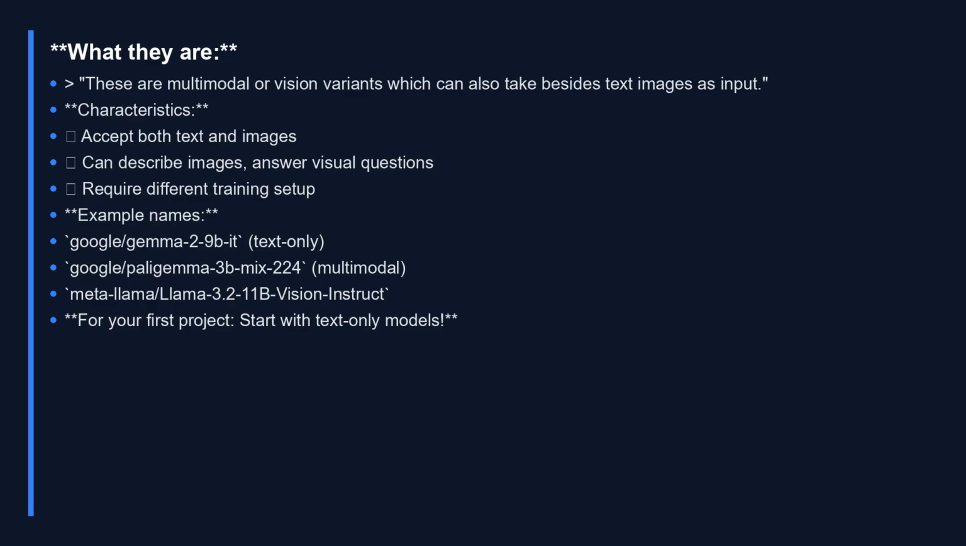Vision or multimodal models accept both text and images as input. They can describe what's in a photo, answer questions about a diagram, or combine visual and textual reasoning. Names like meta-llama/Llama-3.2-11B-Vision-Instruct, or google/paligemma-3b-mix-224. They require a different training setup. Your dataset needs image-text pairs, and the training pipeline handles two input modalities instead of one.